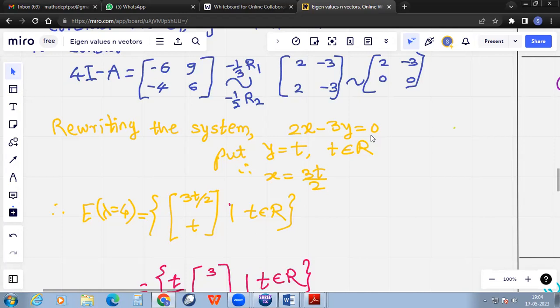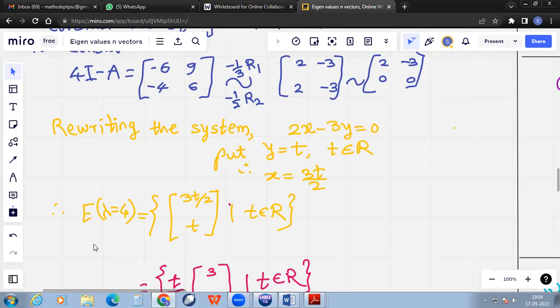And the variable y is a free variable here. So I put y equal to t, where t is any real number. Putting it back in our first equation, what we get is 2x is equal to 3t. So x will be 3t by 2. Now this is our solution. Value of x is 3t by 2 and value of y is t. So this is our solution.